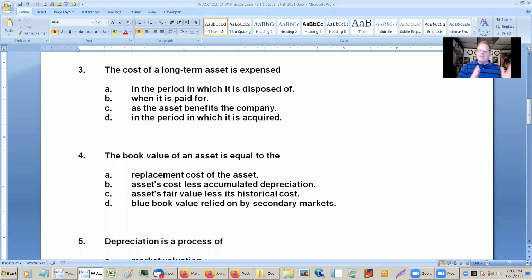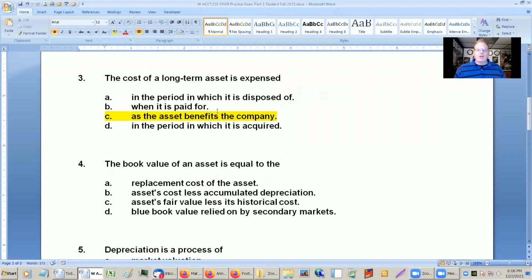Yeah, and if you think about it, we expense it, depreciation expense. We do a little bit every year. It's over the life of it. So if it lasts for 5 years, we expense it over 5 years. Most of the long-term asset is expensed as the asset benefits the company. Yeah, it's a funny way of saying it, but if we have the asset for 5 years and we use it for 5 years, that's when we expense it over the 5 years.